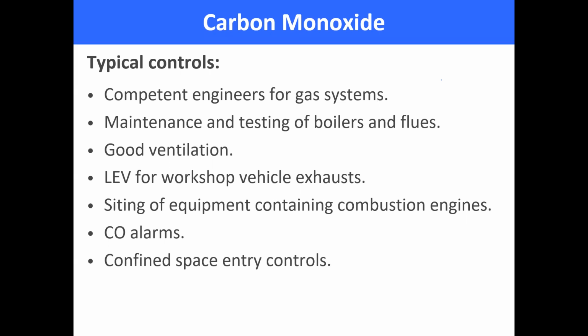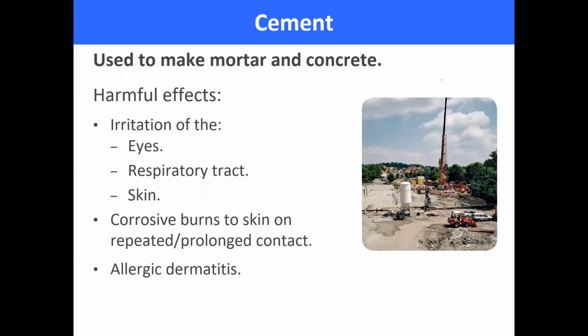How do we control it? Make sure there are competent engineers, maintenance of boilers is done, proper ventilation, LEV systems are provided, siting of equipment containing combustion engines is considered, and carbon monoxide alarms and confined space entry controls should be implemented.